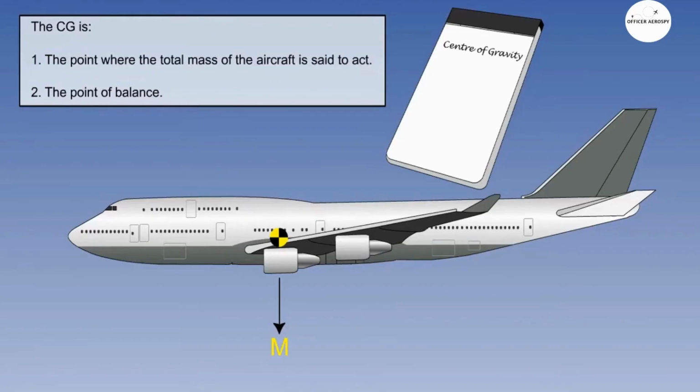So today in this lesson, we will define and understand the major terms of mass and balance. This is the continuation from the previous lesson, in which we defined the center of gravity and how it affects the total mass of the airplane.